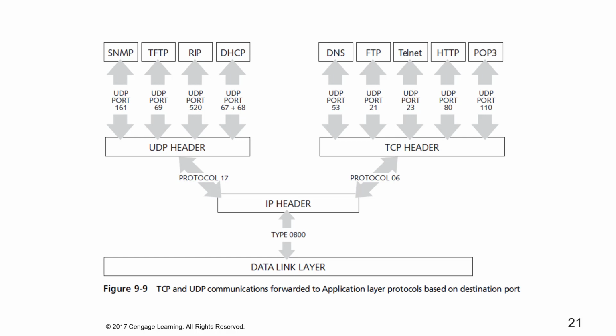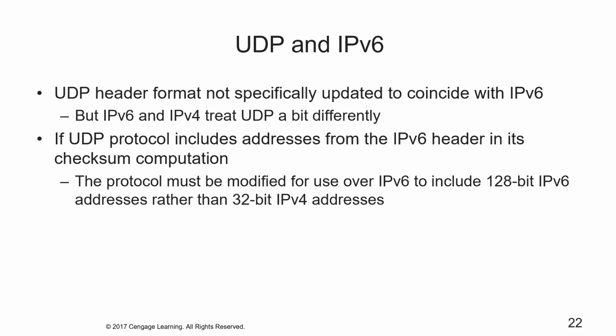And here's an example of TCP and UDP communications that are forwarded to an application layer protocol based on the destination port. So the UDP header format was not specifically updated for a newer version to coincide with IPv6, as I mentioned before.